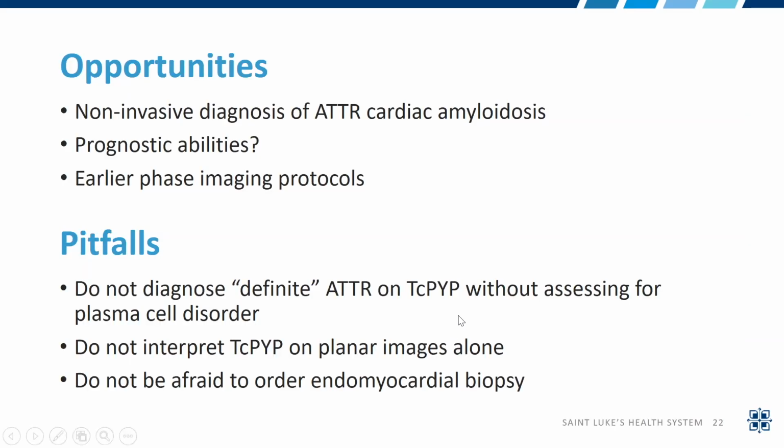All right, so we'll just close up here. There's some opportunities and pitfalls here with respect to PYP imaging, and some opportunities are that this is a non-invasive diagnosis of ATTR cardiac amyloidosis. There's some prognostic abilities potentially. We're using earlier and earlier phase imaging protocols.